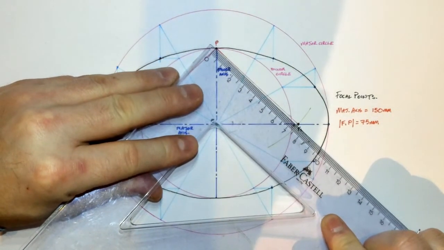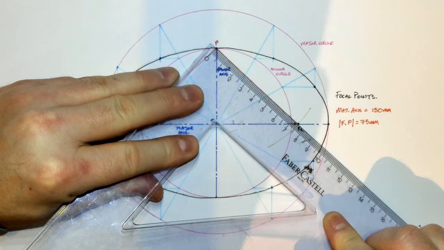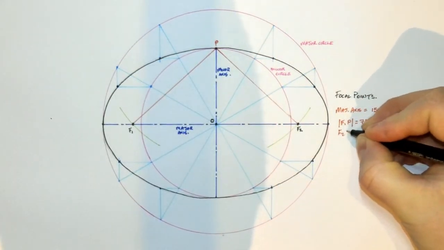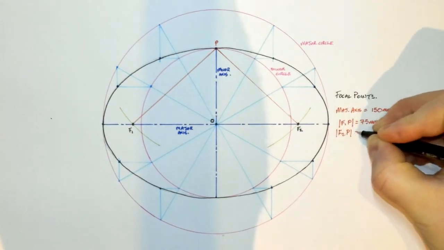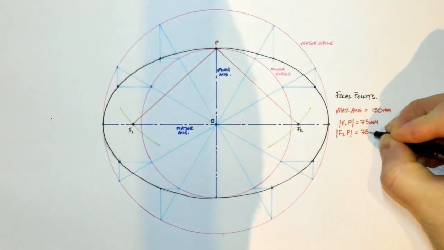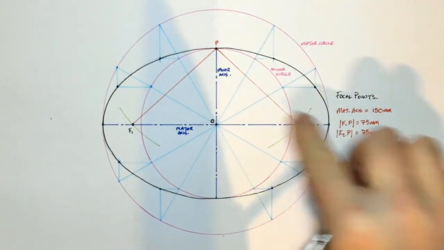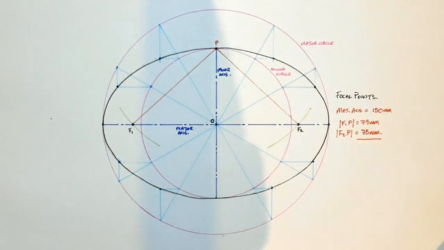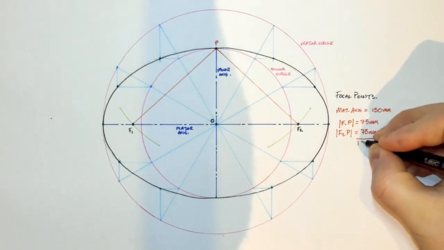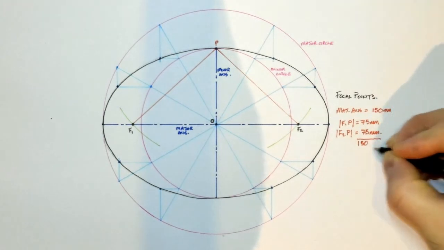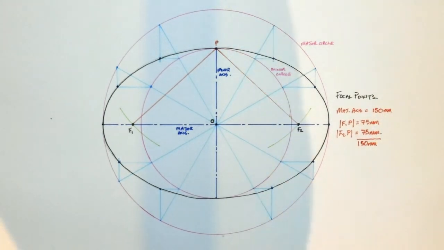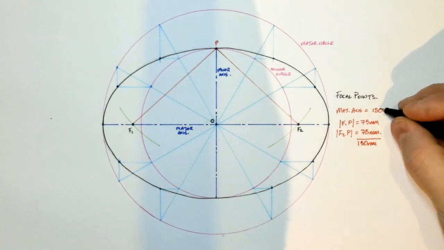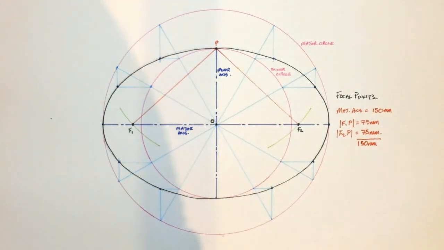And F2 to P, I'll just measure it from P down, is also 75. So F2P equals 75 millimeters as well. So if we add up the length of both of those lines together, what's 75 plus 75? It's 150, isn't it? So 150 millimeters. And that is equal to the major axis.